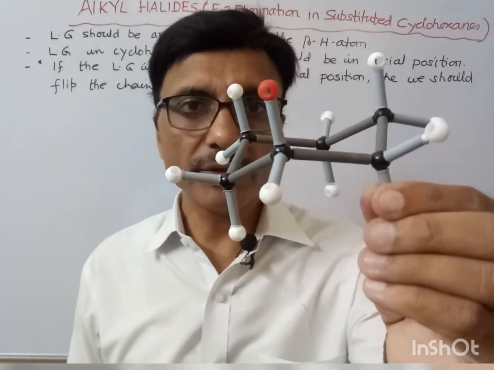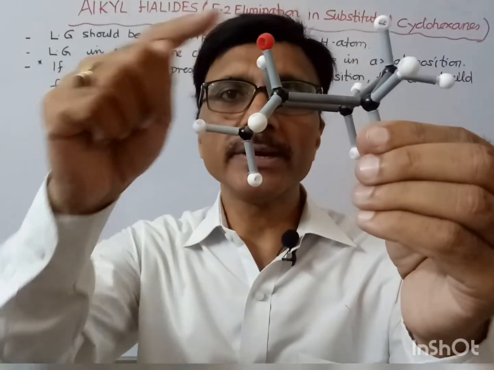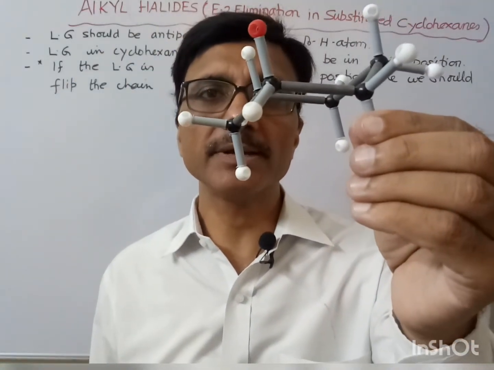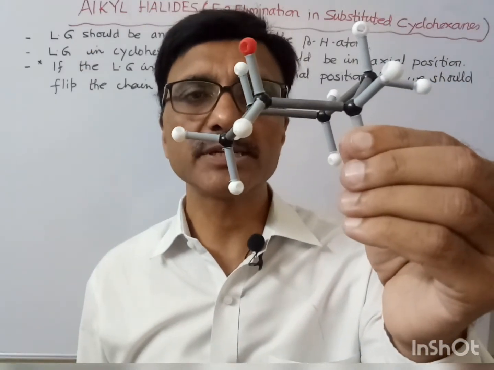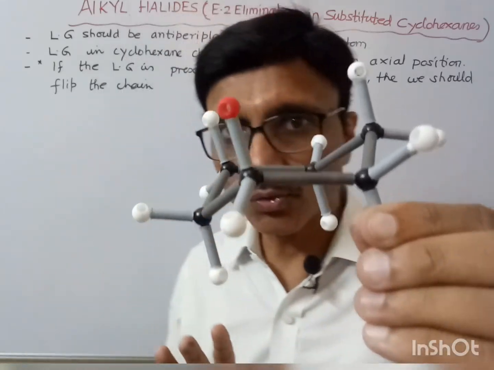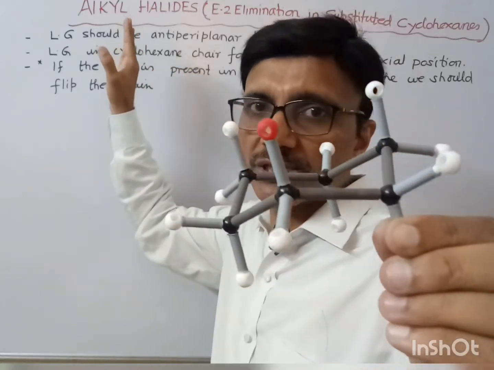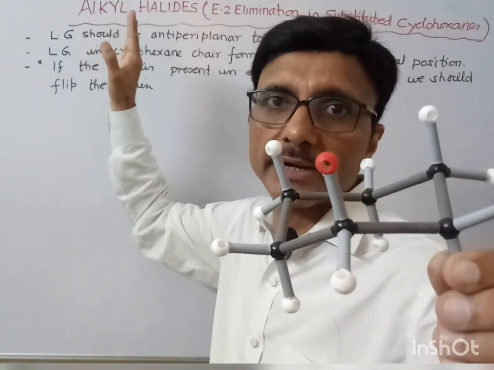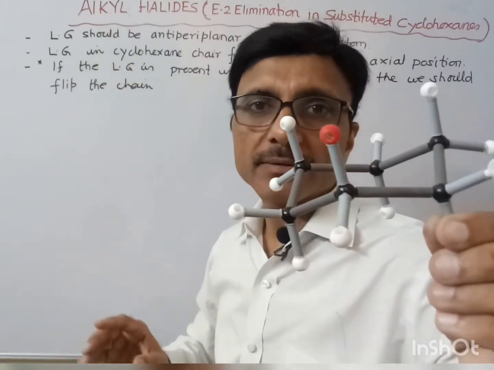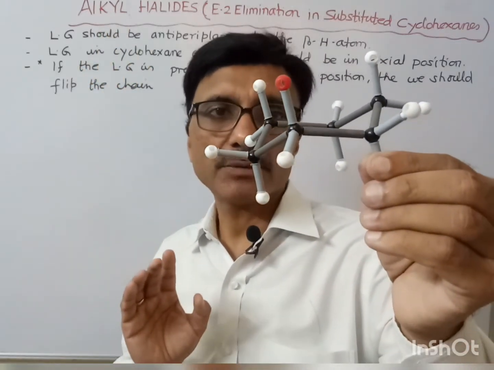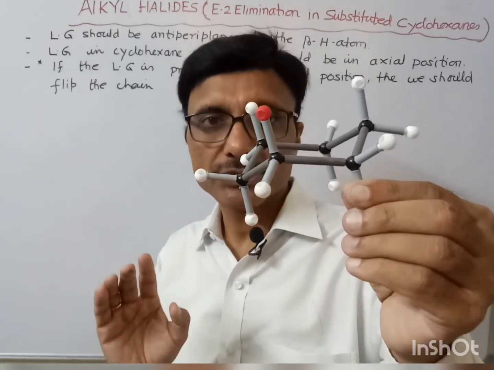And now if we see here, this bromine atom is in an axial position. What I told you is that if you want to do E2 elimination in cyclohexane, then the bromine atom should always be present in an axial position. Then only can you do the beta elimination.